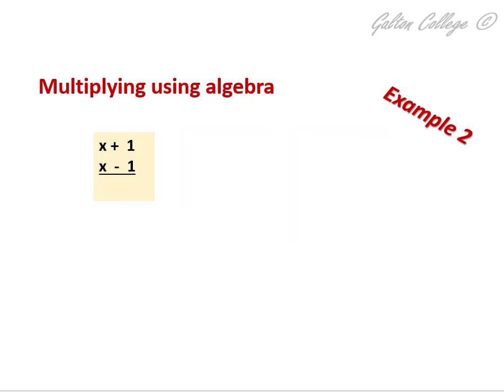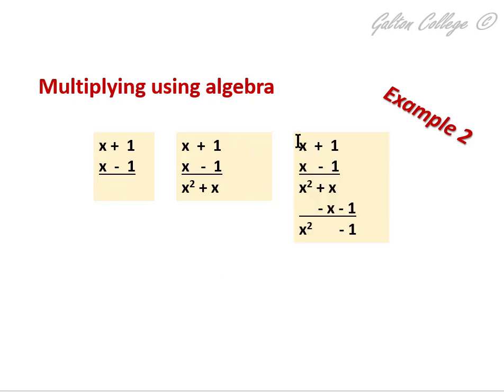x plus 1 times x minus 1. This is quite famous, this one. I'll tell you why at the end. Again, they're all nicely lined up, x under the x and so on. So we'll multiply by x. X times x, x squared. 1 times x is x plus x. So it's x squared plus x. Now we need to multiply out by the minus 1.